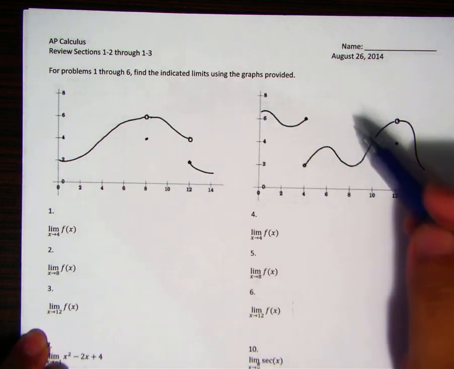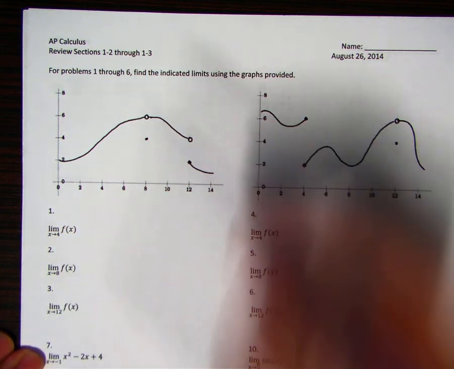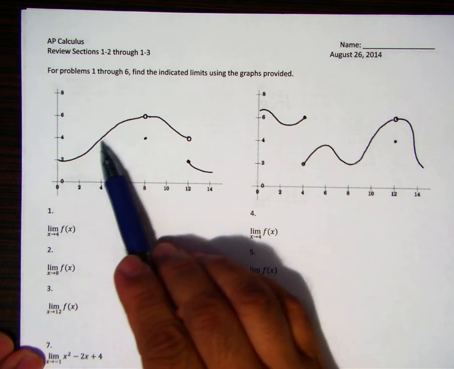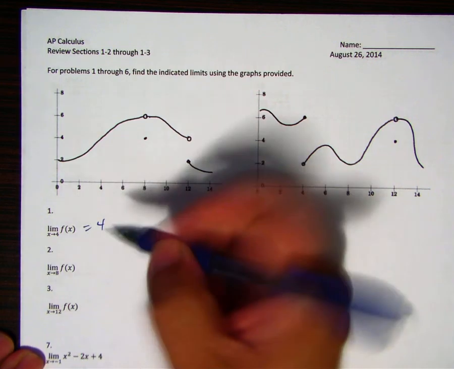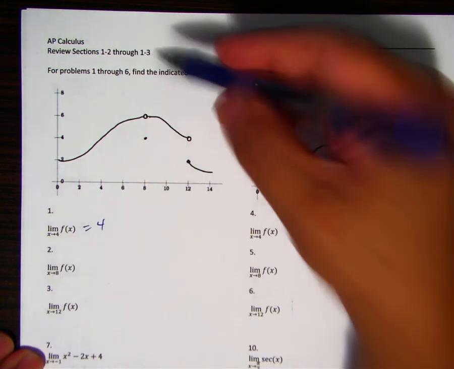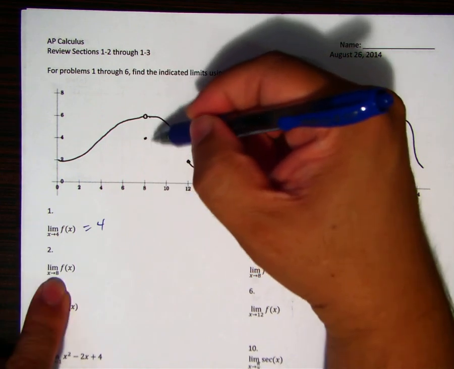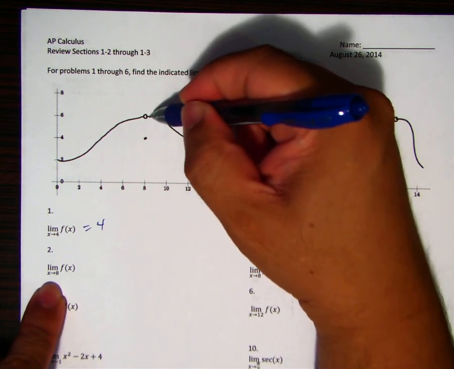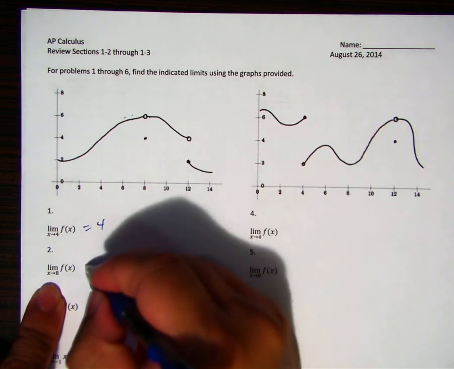We're looking at the limit as x approaches 4. This is a two-sided limit. And there's nothing weird going on at x equals 4, so the limit is simply 4. Number 2, x approaches 8. Something weird is going on. But remember, when we're finding a limit, we don't care what happens at 8, at the limit end. Okay, so we're just looking at what's happening from the left and from the right, and it looks like 6.